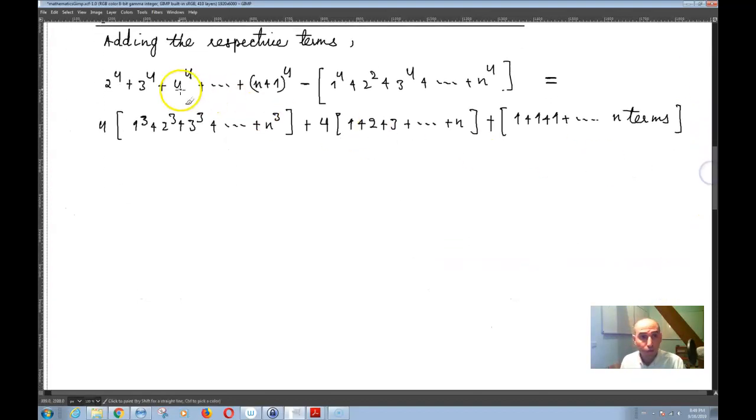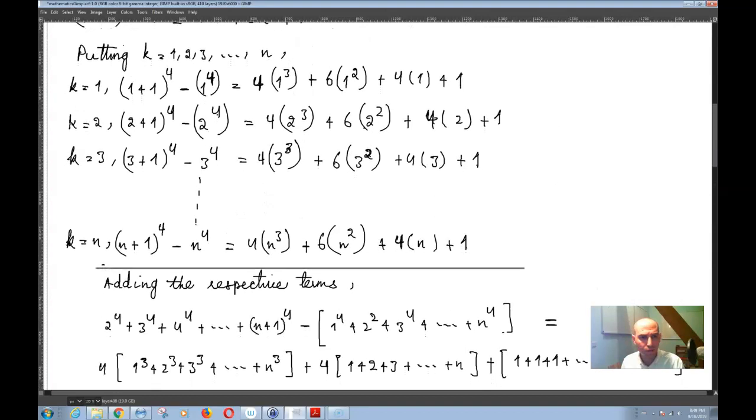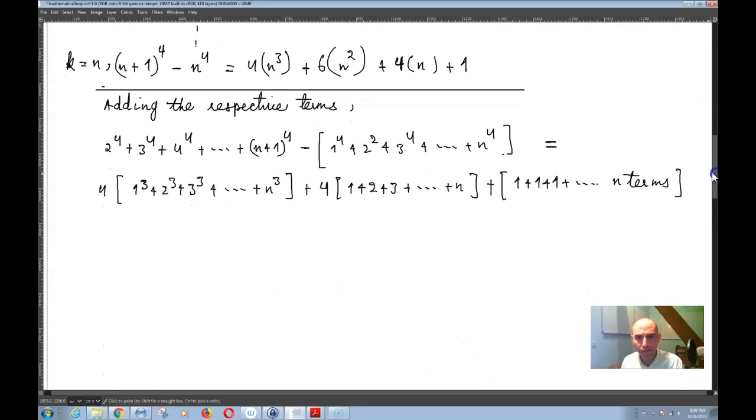So now this part over here I have 2 cube plus 3 cube plus 4 cube, and then this goes all the way up to n minus 1 raised to the power 4. I'm sorry, this is not cube but raised to the power 4. So this is 2 raised to the power 4, 3 raised to the power 4, 4 raised to the power 4, all the way up to n. This is supposed to be n plus 1. Okay. So this is n plus 1 raised to the power 4.